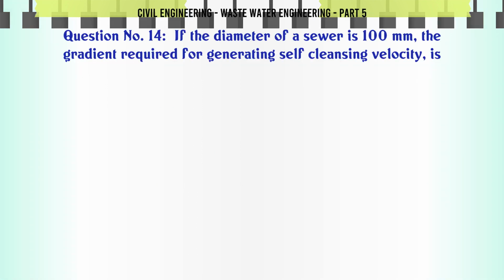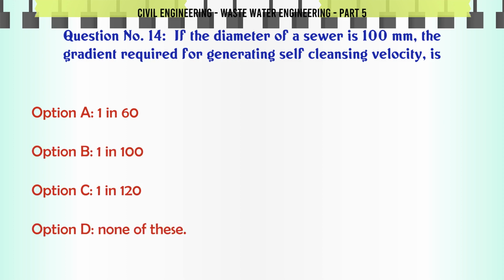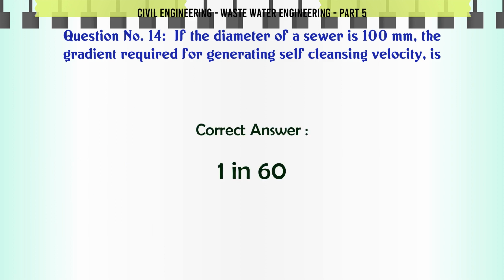If the diameter of a sewer is 100 mm, the gradient required for generating self-cleansing velocity is: A. 1 in 60, B. 1 in 100, C. 1 in 120, D. None of these. The correct answer is 1 in 60.